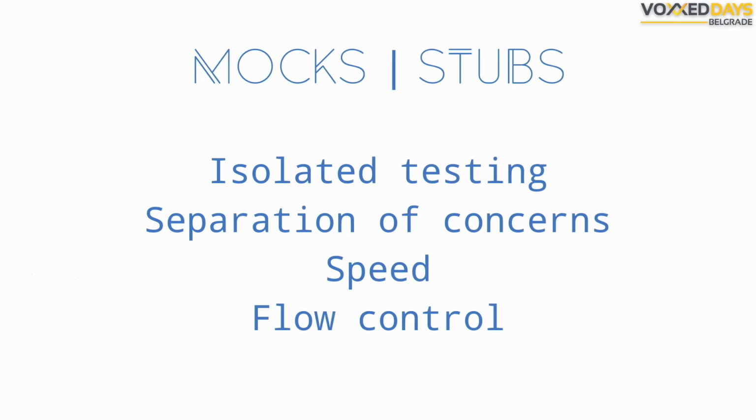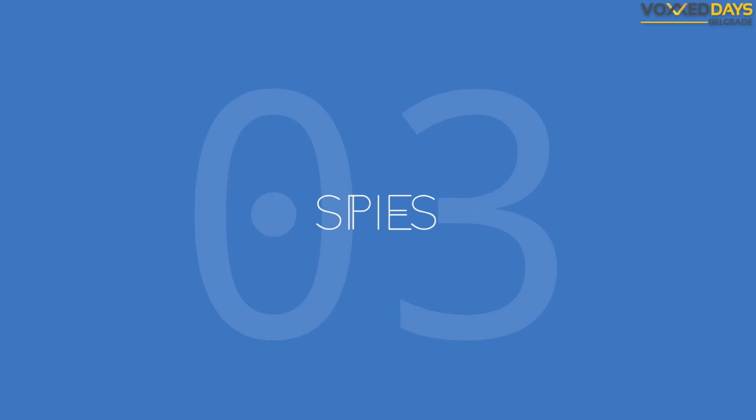correct stuff. Well, when you think about it, mocks and stubs give you many advantages. For instance, isolated testing, separation of concerns, speed, and flow control. Flow control being the most important feature here. But then again, they bring you many drawbacks, which I'll come to in a minute. But first, let's go over spies.